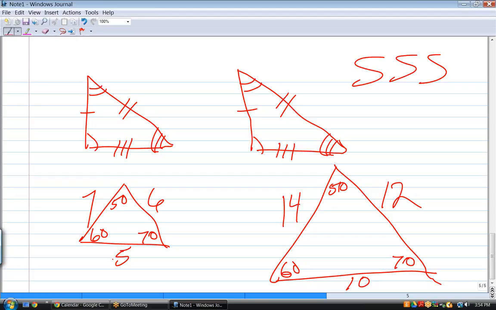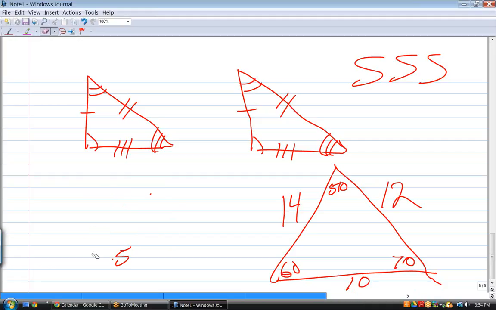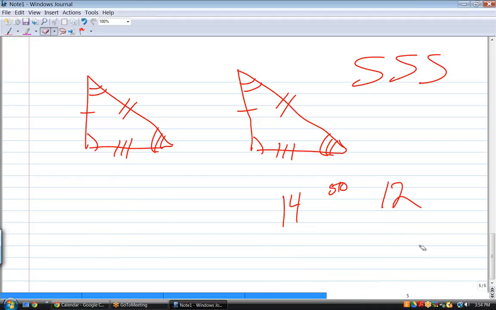Similar just means same shape. Congruent means pretty much same size and same shape. Now we have a bunch of rules to tell us whether things are congruent or not.